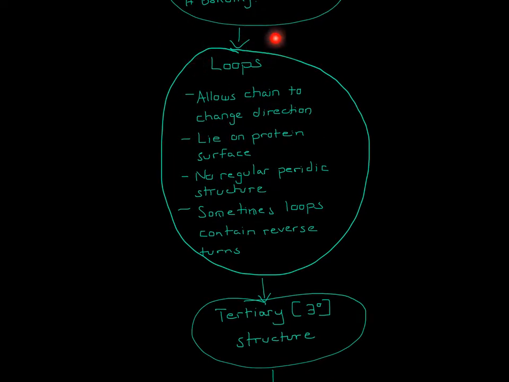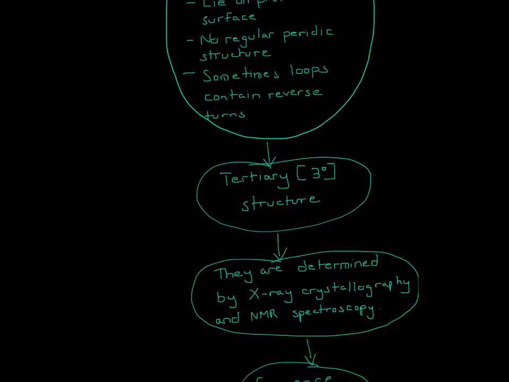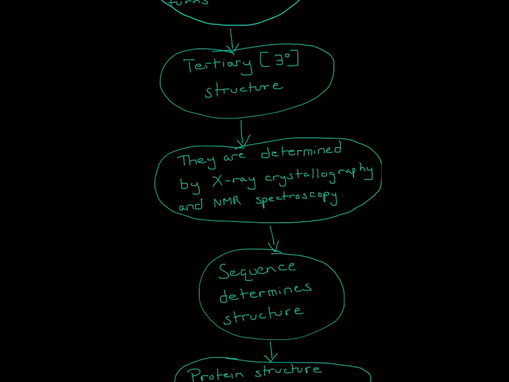Okay, and then another structural element are loops. They allow the chain to change direction. They lie on the protein surface. There's no regular periodic structure, and sometimes the loops contain reverse turns. So the next level is the tertiary structure. These are determined by X-ray crystallography and NMR spectroscopy. This is important because if you think about it, how would you determine the 3D structure of such a tiny little thing, right? And it's using these 2 types of technologies.